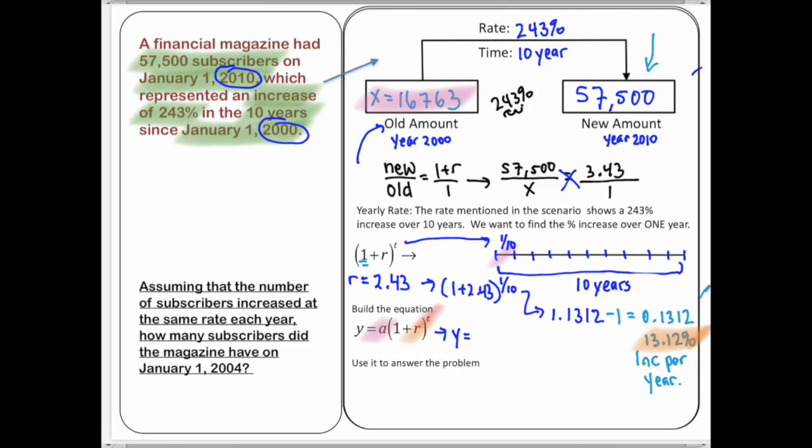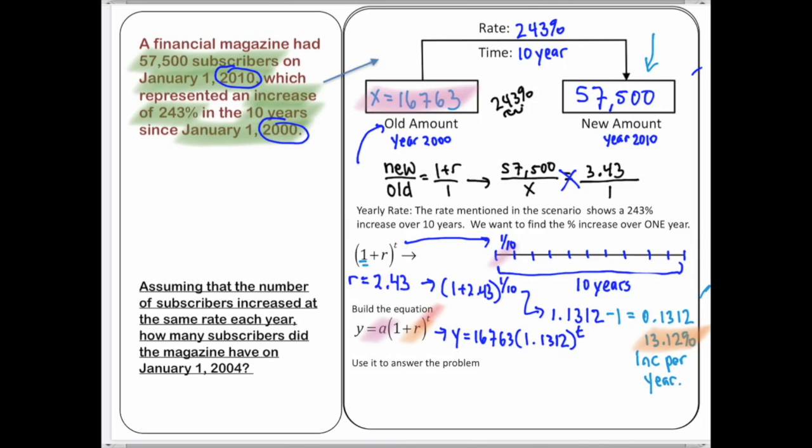So let's drop everything in and see where this takes us. We get y equals the amount of subscribers we started off with, which is 16,763, times 1 plus, and I'm just going to put that guy in, and we raise it to the t power, and then we clean it up. I'm just going to add this part right here. And that is our equation that we're going to use to answer the last part.